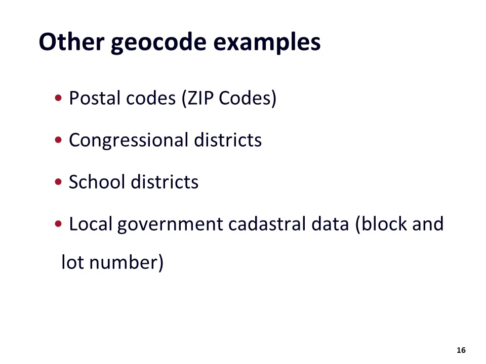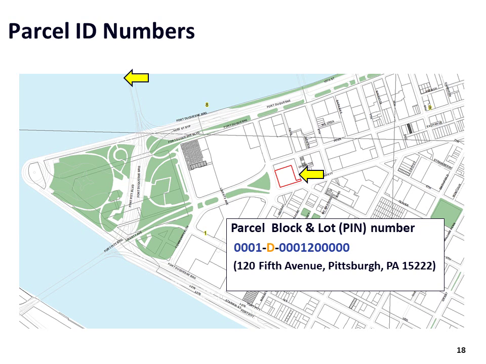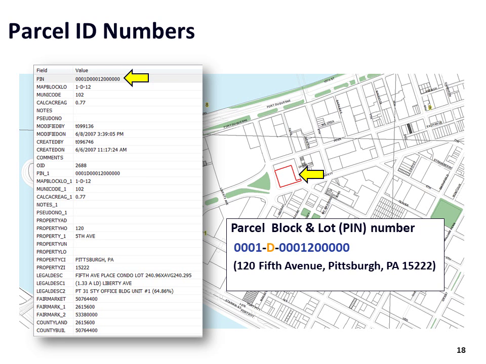Other geocode examples are U.S. postal codes or zip codes. There's also congressional districts, school districts, local government, cadastral data, block and lot numbers, for example. Cadastral data are legal boundaries that are organized as such. Parcel ID numbers would be something like within a particular city. You might have a parcel, a block and lot, or a PIN number. 125th Avenue, Pittsburgh, might have that particular number associated with it. And there you go. See the PIN number, and that associates to the parcel, the block, and the lot.